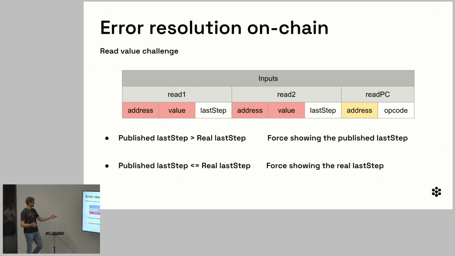What if the published step is smaller than the real one? What we can do is go to the real last step, show that this last step is greater than the published one, and it's writing in the address that has been published, meaning that indeed the counterparty was lying in this last step, because we are able to prove that there is a write in a last step that's bigger than the one published that contains the same address.